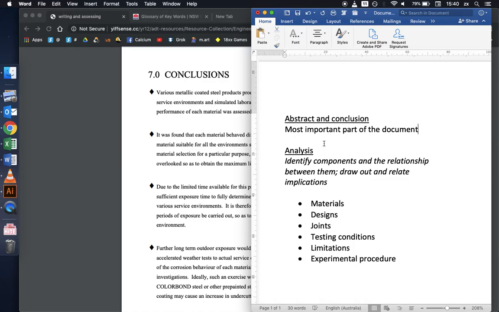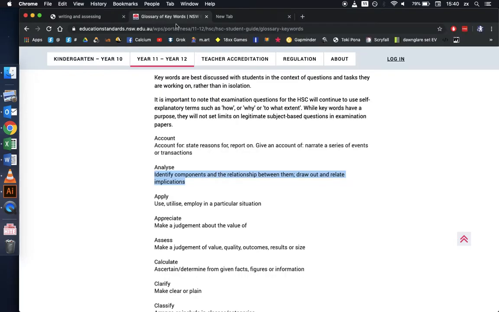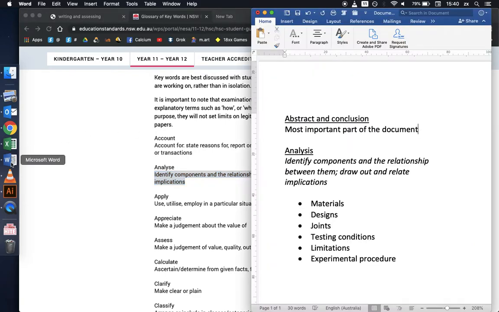So in the examples of what we do in our engineering reports, well, first of all, we want to talk about what the word analysis means. So analysis is one of the HSC keywords. So we have a glossary of keywords. You can search this without too much effort. And analyze is the second one, and I've got it written down here, I've copied and pasted it, which is identify components and the relationships between them, draw out and relate implications.